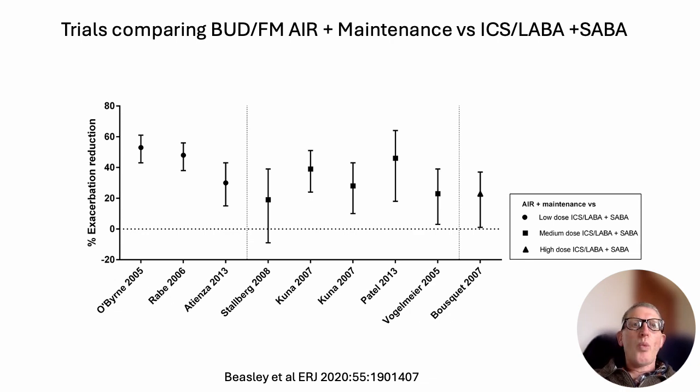If we move on to the next slide, here we have the trials comparing budesonide formoterol as anti-inflammatory reliever therapy with maintenance, so what used to be called MART, maintenance and reliever therapy, against fixed-dose ICS with a separate SABA inhaler. And here it's interesting to note from all of these studies, apart from one, that there was clear superiority in terms of percentage exacerbation reduction with the anti-inflammatory reliever therapy with maintenance, in other words MART, compared to the fixed-dose ICS LABA versus SABA.